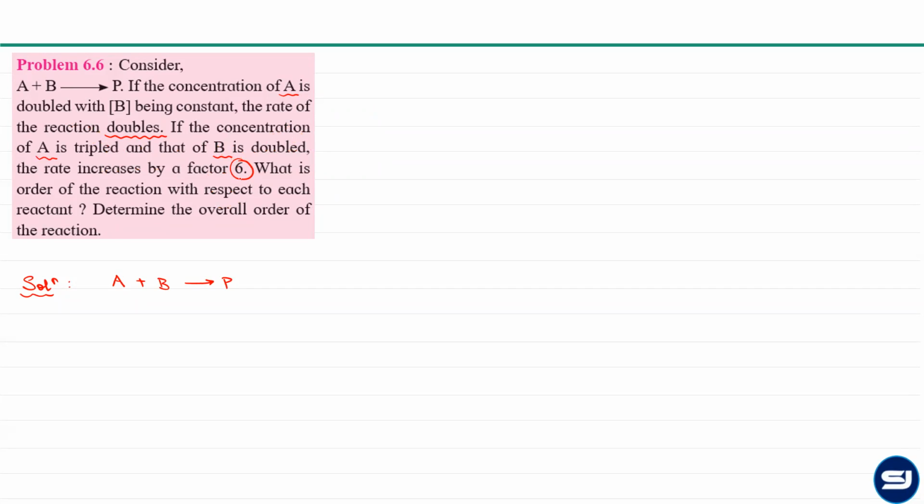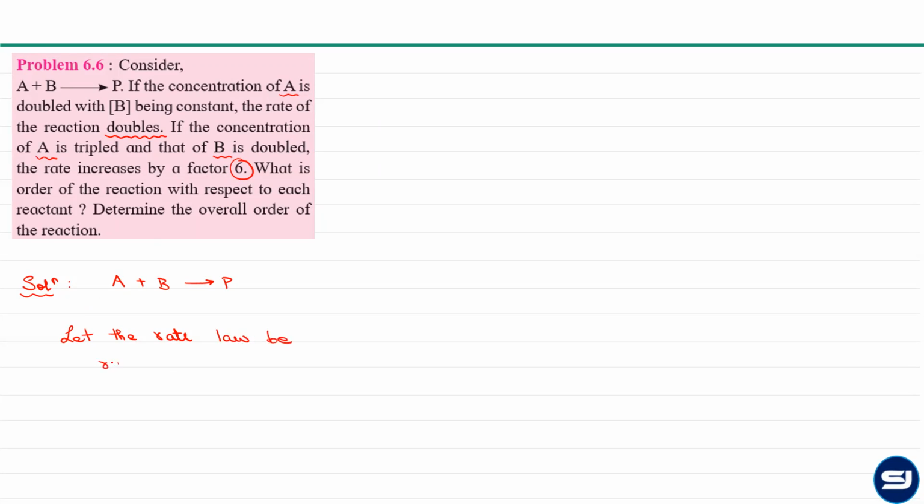अब बोर्ड्स में ये तो ओरली समझ में आ जाता है कि दोनों का ऑर्डर 1 है और ओवरऑल ऑर्डर 1 + 1 2 है. ठीक है. लेकिन बोर्ड्स में लिखने के लिए आपको एक फ्लो फॉलो करना पड़ेगा कि राइट लेट द रेट लॉ ऑफ दिस रिएक्शन बी.